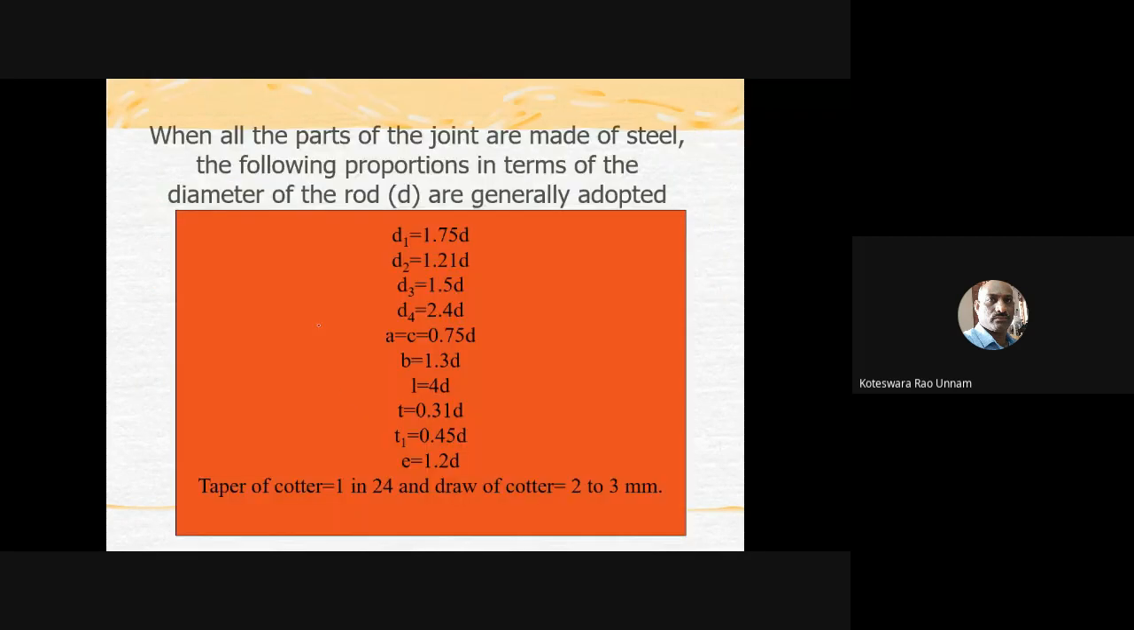So apart from that, when all parts of the joints are made of steel, the following proportions in terms of the diameter of the rod D are generally adopted.